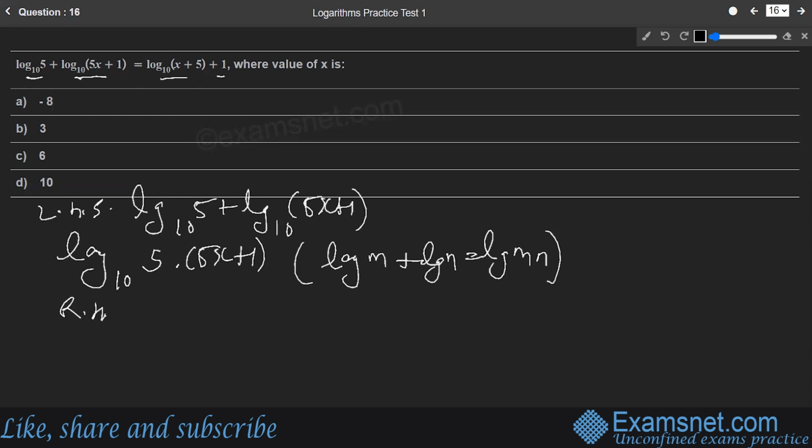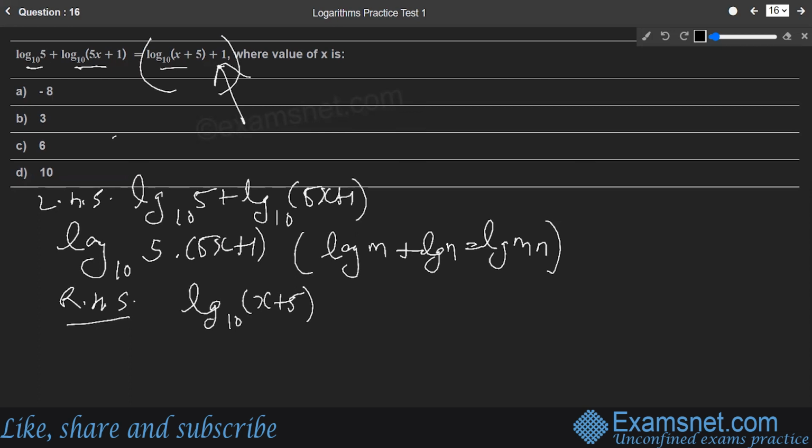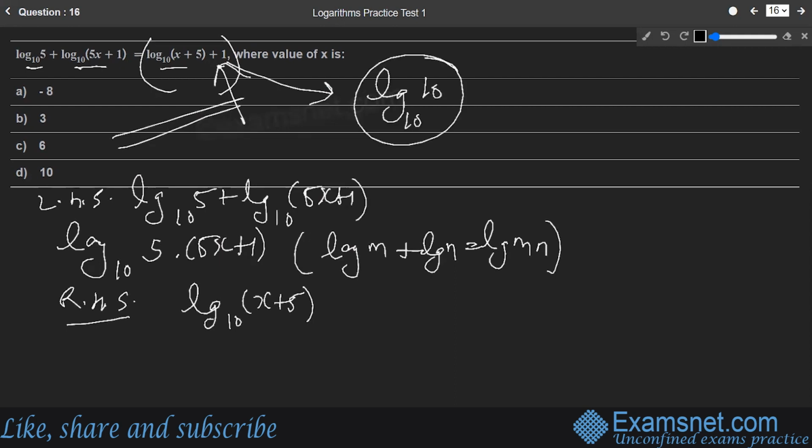Let us see the right hand side. On the right hand side, there is already a log base 10 of x plus 5, and if we convert this plus 1 into log form also, then both terms can be combined and operated together. How can we convert 1 into log form? Simply by writing log base 10 of 10. If the base and the number of any log are the same, that gives you the value 1. So 1 can be written as log base 10 10.